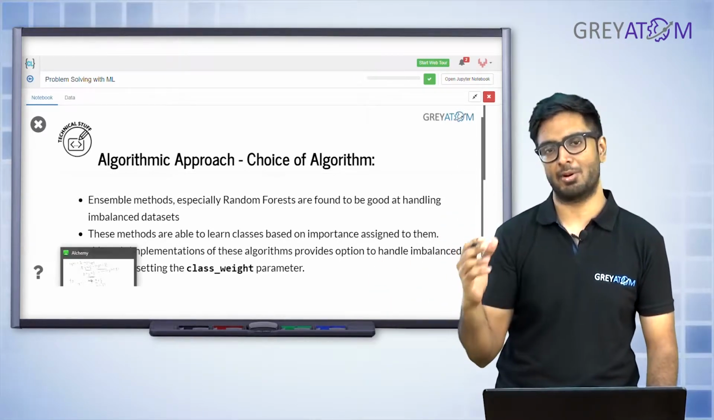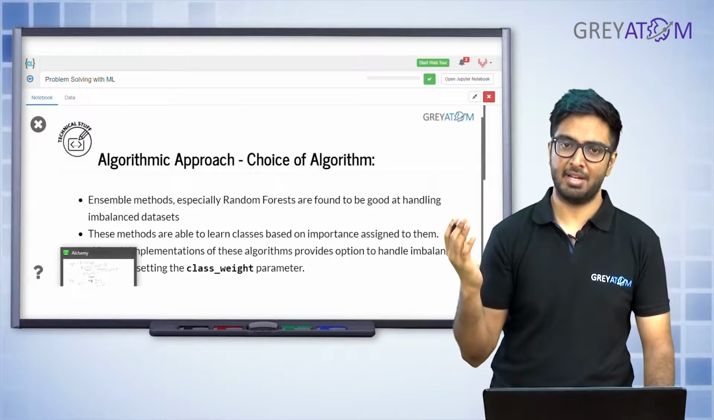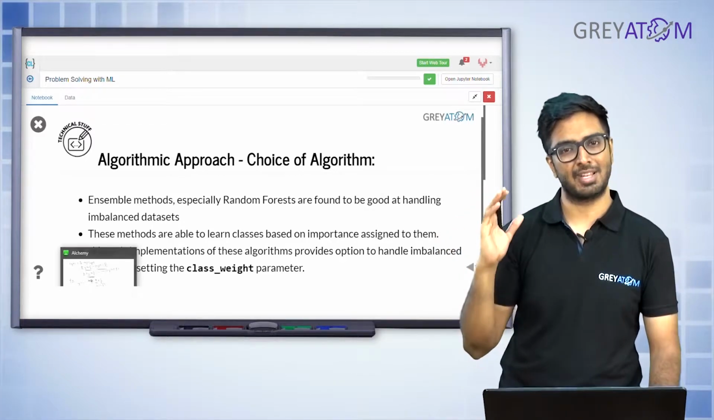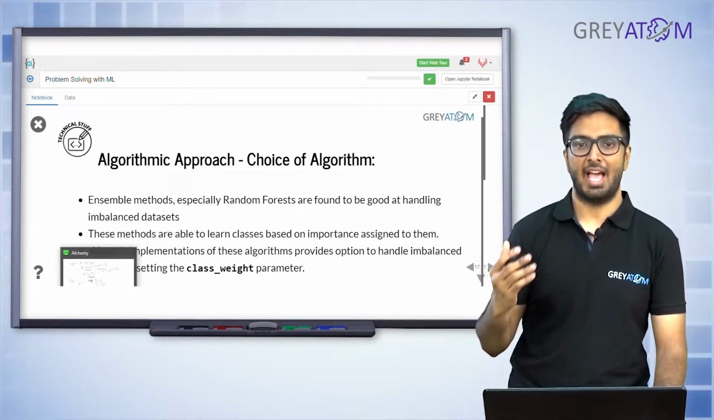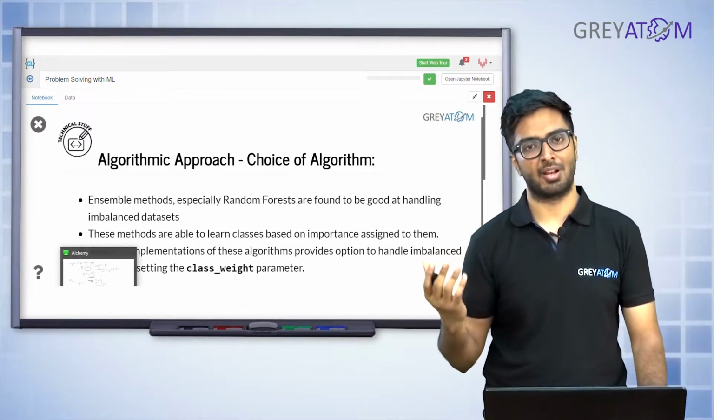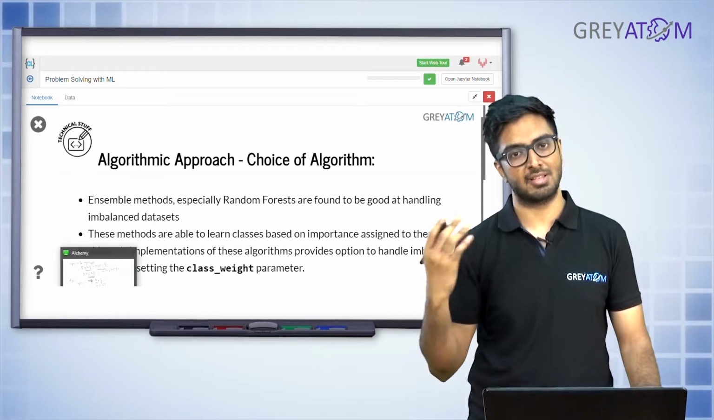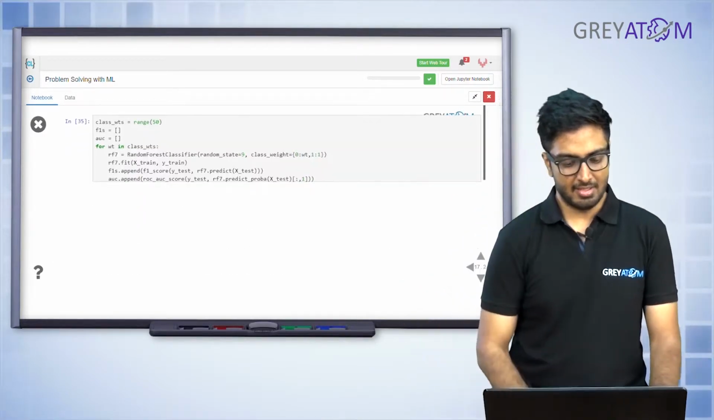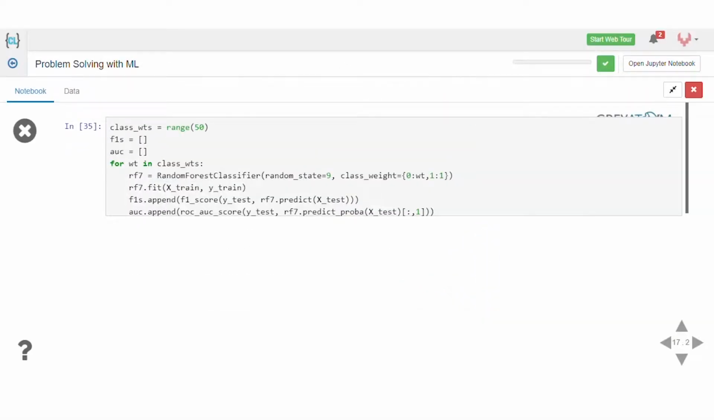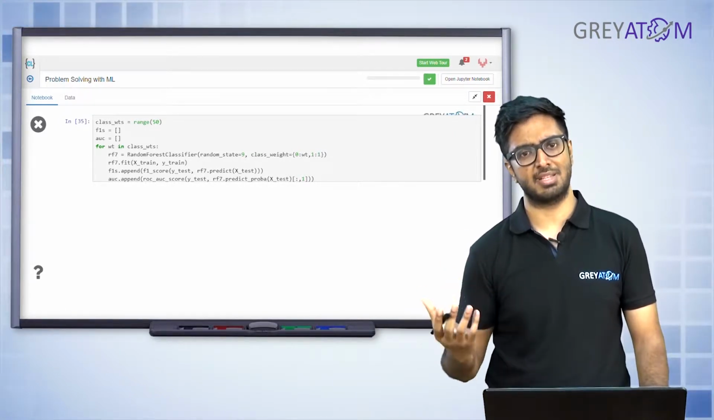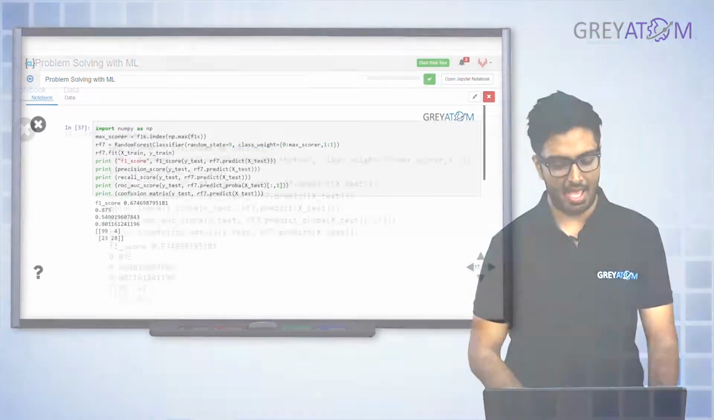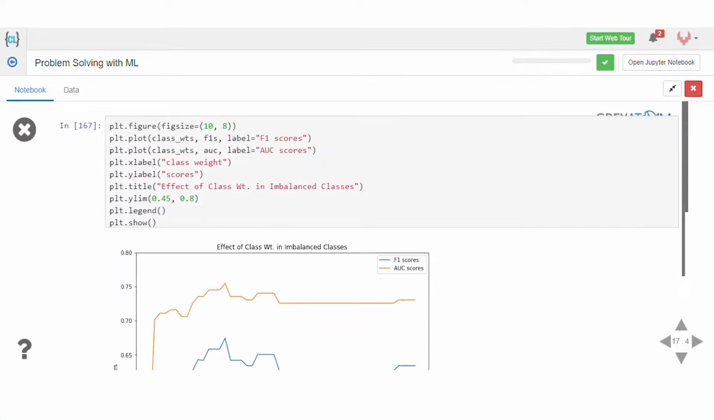You can manually set what this class weight should be, and again, there's no right answer to what exactly should be the best class weight. It's a hyperparameter, you would have to tune it, and you have to see how your model performs on the validation set on each of the possible class weights. So this is what we do here. We take 50 possible class weights, and we fit a random forest with each of the class weights and measure the AUC score and F1 score. And now we see how this looks.